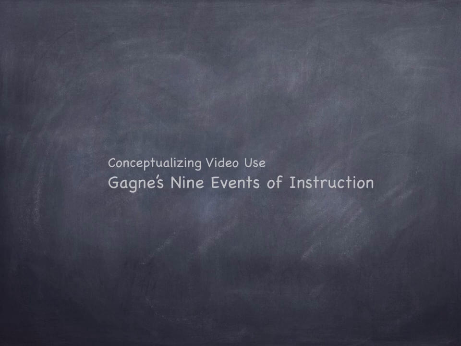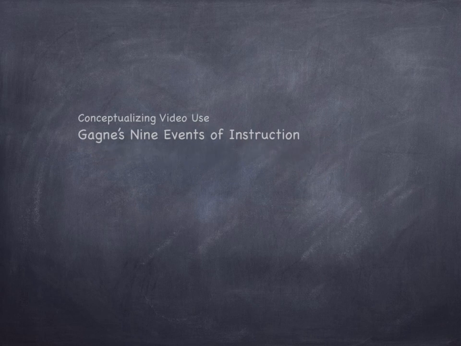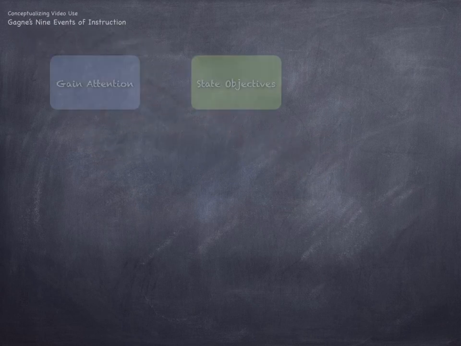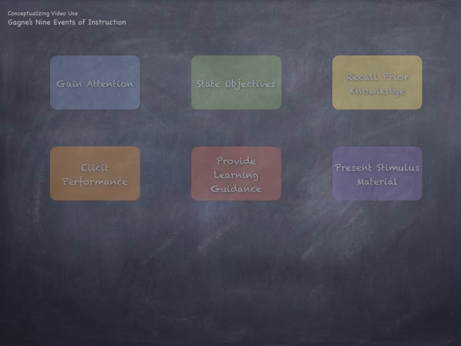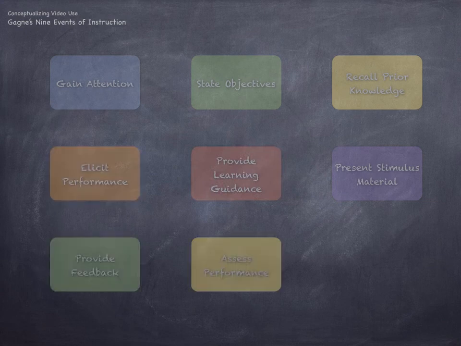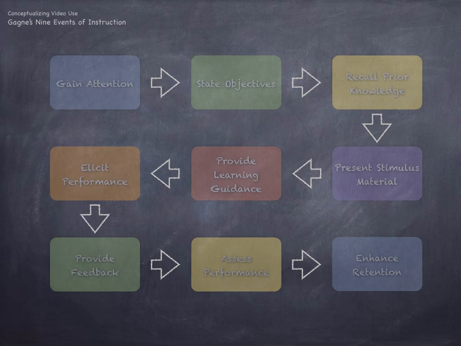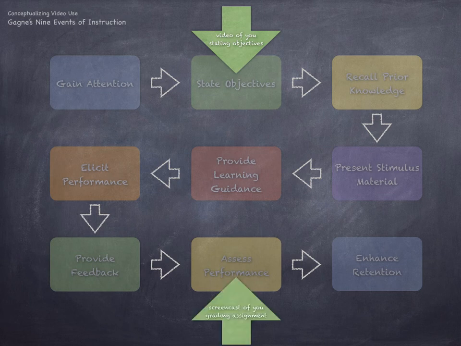Maybe you'd rather think of your course in terms of Gagne's 9 events of instruction. For example, you might record a video of you telling the students the assignment objectives, or even record a screencast of you grading a student assignment to provide feedback.